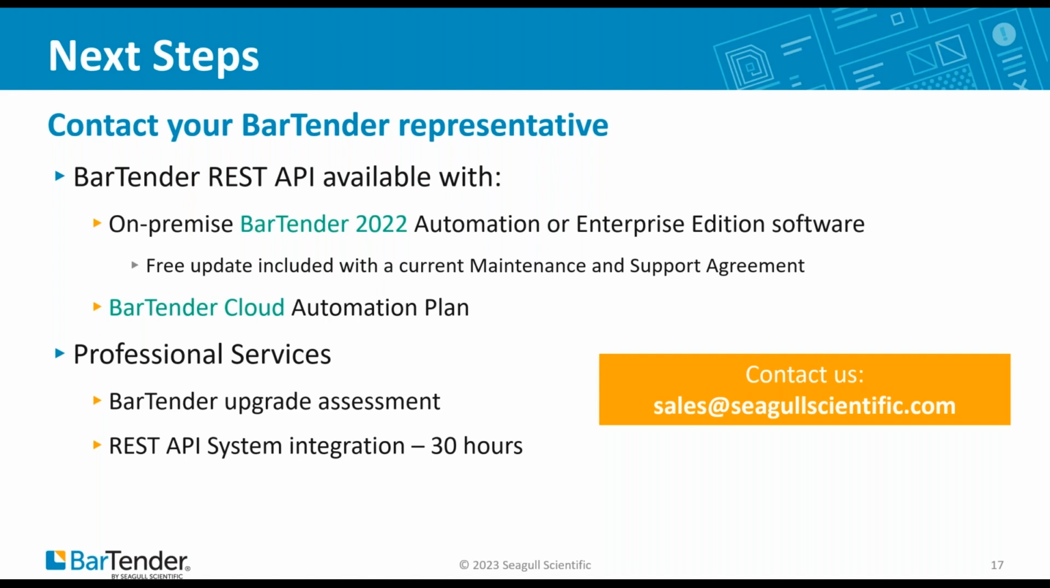Second, the BarTender REST API is also included in our newest BarTender Cloud labeling service, or software as a service offering. In particular, it's included in the automation plan. So if you do look at using BarTender Cloud and you have purchased the automation plan, the BarTender REST API is included for free, I guess you could say, as part of that plan. And again, you can immediately start using it.